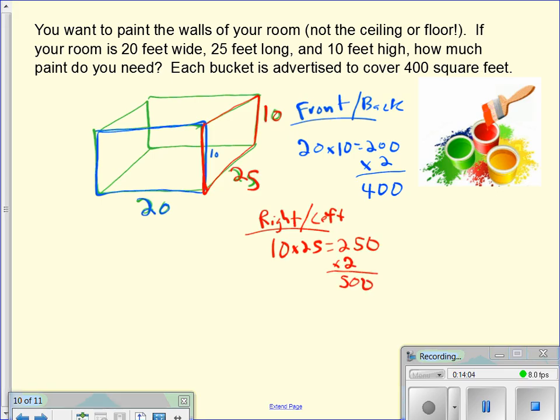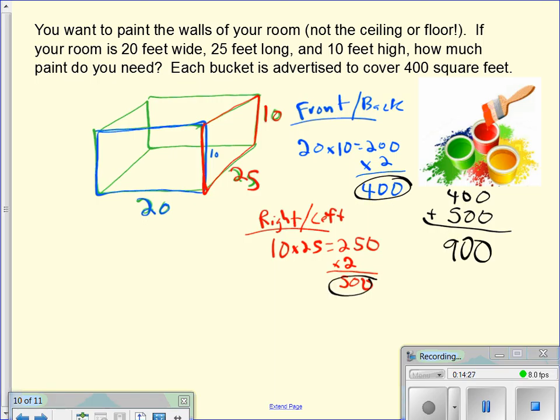Finding the total area that I'm going to paint. And remember, I'm not just plugging in the formula. I can tweak the formula, but I'm not going to plug it in because it doesn't necessarily apply. I'm not painting the ceiling. I'm not painting the floor. You could find the total surface area and subtract them. I'm choosing to go this way. I take that 400, I take that 500, I add them together to get 900.